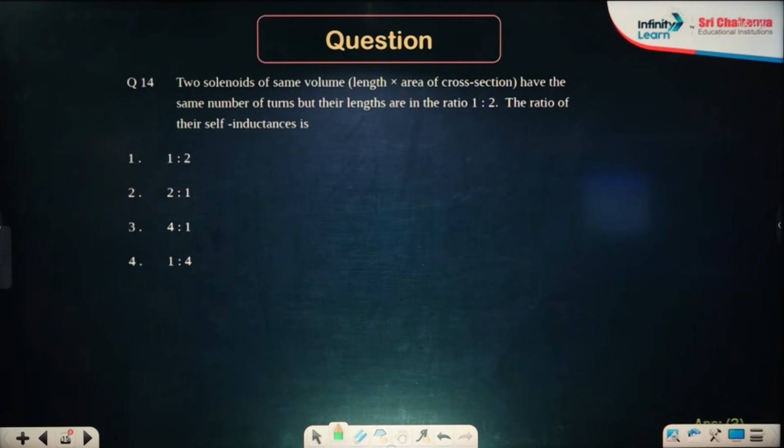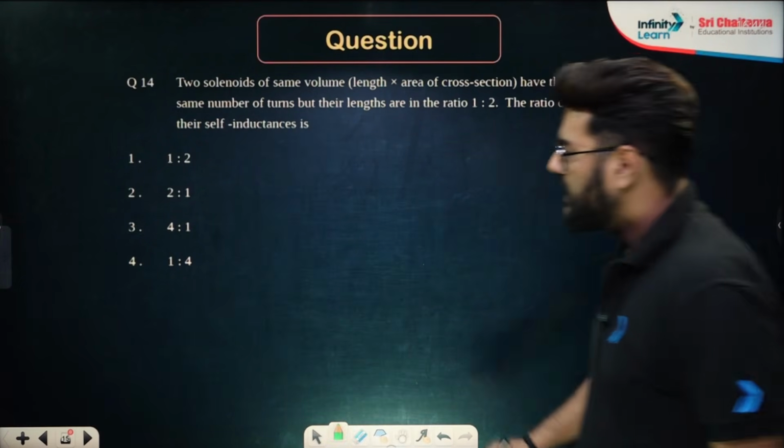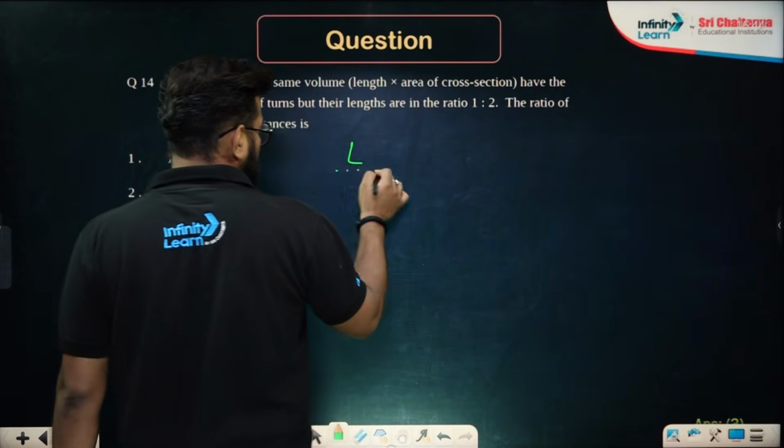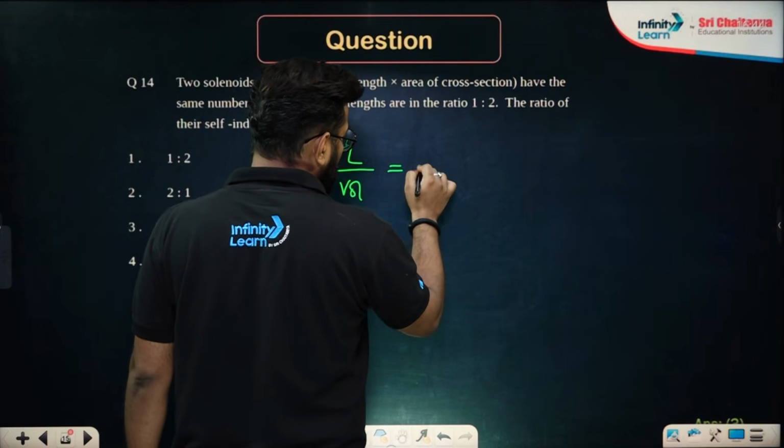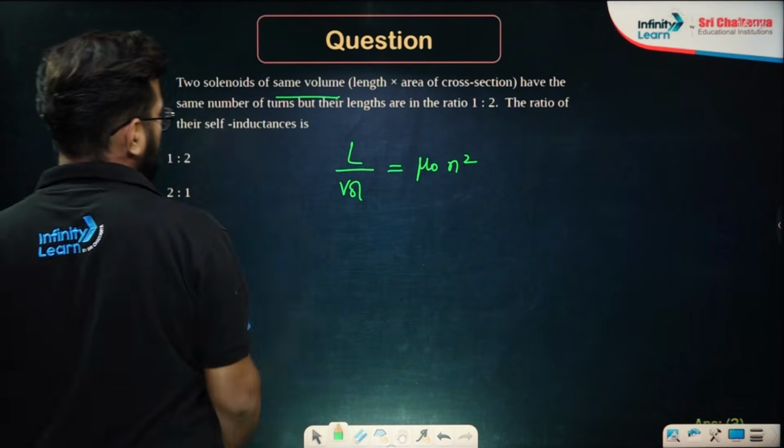Okay? Perfect. Two solenoids of the same volume have the same number of turns, but their lengths are in the ratio 1:2. The ratio of the self-inductance? See, remember a simple formula: self-inductance per unit volume is equal to mu naught into n square. Correct? Now their volumes are the same.